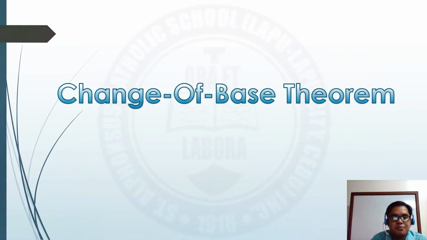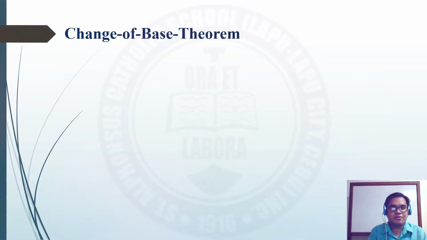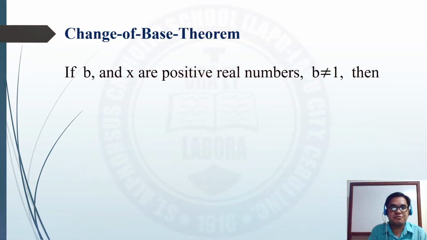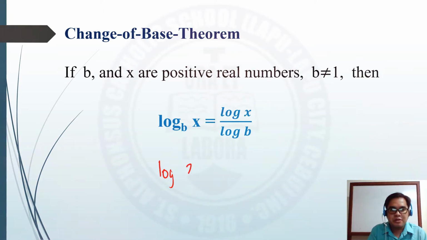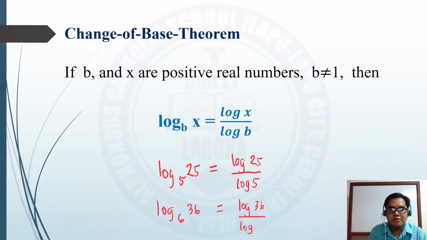So this time we will be proceeding to the change of base theorem. According to the change of base theorem, if b and x are positive real numbers, b is not equal to 1, then the logarithm of x to the base b equals the logarithm of x over the logarithm of b. So if we have the logarithm of 25 to the base 5, it is equal to the logarithm of 25 over the logarithm of 5. If we have the logarithm of 36 to the base 6, it is equal to the logarithm of 36 over the logarithm of 6.